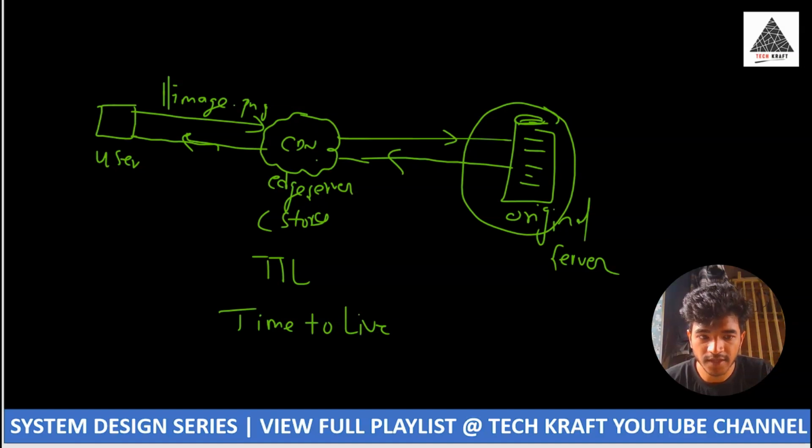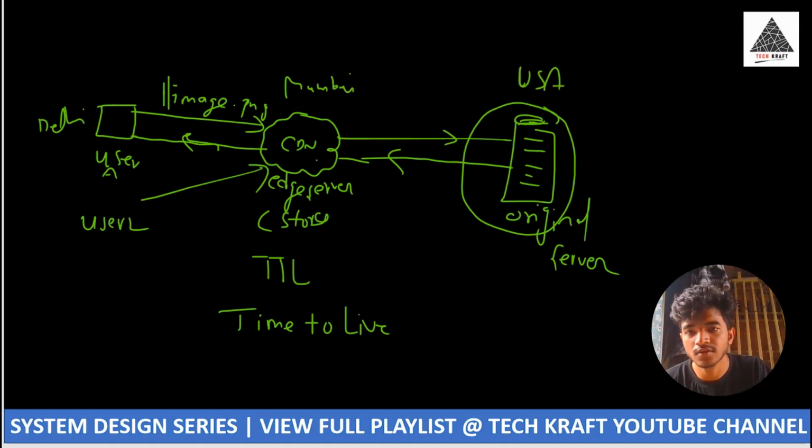Suppose before TTL expires, some other user also wants the same data, he can take it from the CDN very fast. Let's say this user A's location is Delhi, and he wants the data. Think of the edge server as located in Mumbai, and the original server is in America, USA. So the user is in Delhi, the edge server is in Mumbai, and the original server is in the USA.